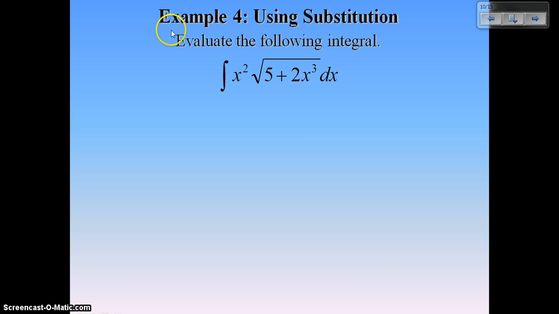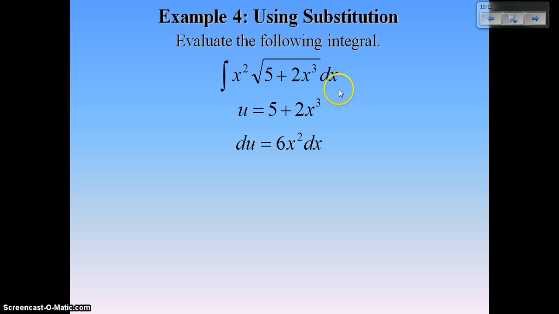Alright, another u substitution problem. So again, we ask ourselves the question, what's on the inside? Well, very clearly, what's on the inside is 5 plus 2x cubed. So that's going to be our u value. What is du? Take the derivative. The derivative of 5 would be nothing, but of 2x cubed would be 6x squared dx.